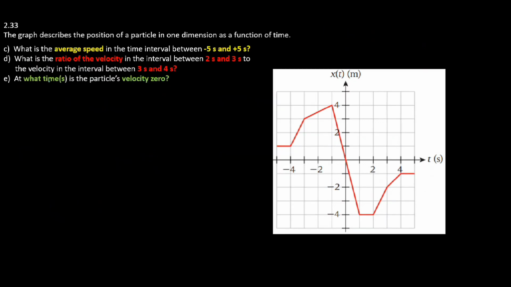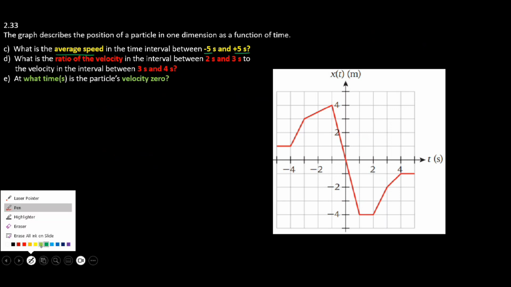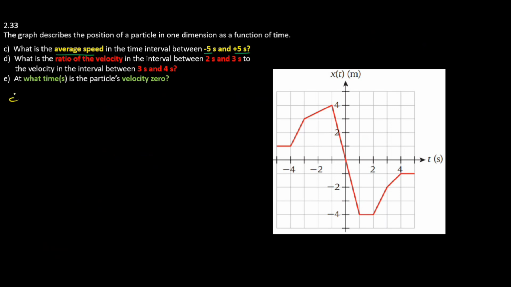Part C of the question is asking me what is the average speed in the time interval from -5 seconds to +5 seconds. Now, when we are calculating the speed, we define speed as total distance traveled over the total time. And when we are calculating the distance, you need to add the length of each and every path that your particle takes when you're finding the speed.